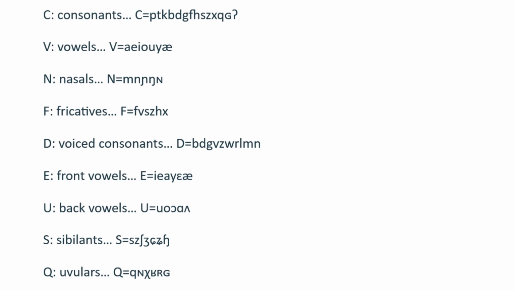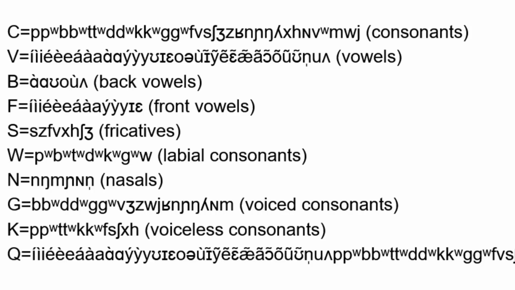I chose E for front vowels, U for back vowels, S for sibilants, Q for uvulars. They're not entirely arbitrary. I chose them for a reason, but again, you can make as many of these as you need to, for whatever purposes you need in your sound change evolutions. And here's the sound categories that I needed for making the rules for the Notion evolution from 1600 to 2000.